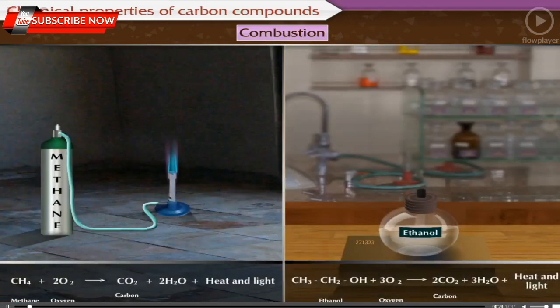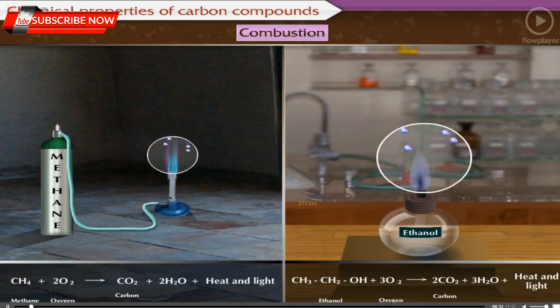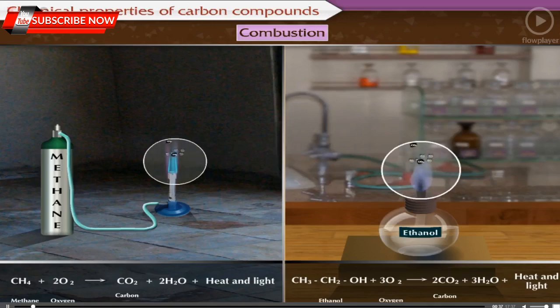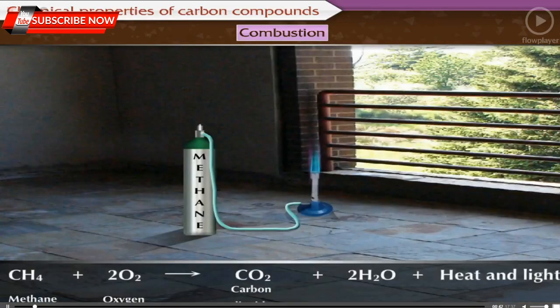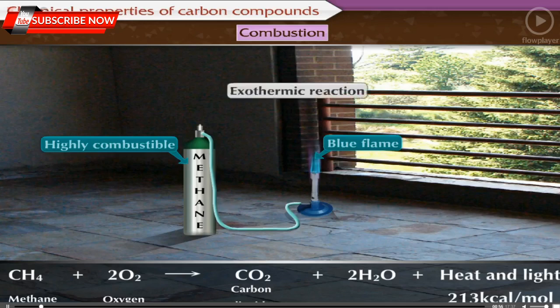Hydrocarbons, as well as most of the carbon compounds, undergo combustion in presence of oxygen and emit heat and light to form carbon dioxide and water as the common products. Methane is a highly combustible carbon compound which reacts with oxygen to give blue flame, and 213 kilocalorie per molecule of heat is given out. Therefore, this is an exothermic reaction.